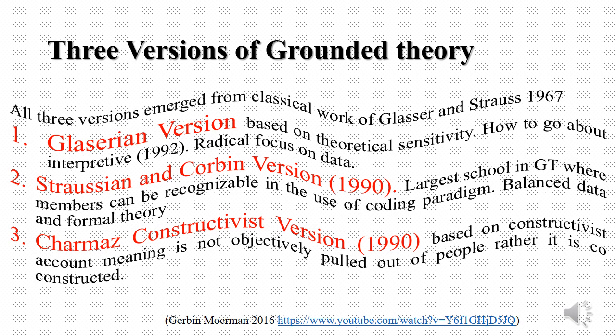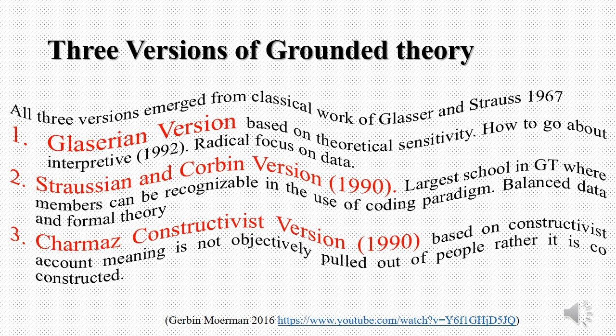Three versions of grounded theory. Ever since the book written by Strauss and Glaser on the discovery of grounded theory, with the passage of time, Glaser gave his own version, and his version started in a book in 1992 where he based his grounded theory on theoretical sensitivity and on the interpretivist paradigm. Radical focus was on data.